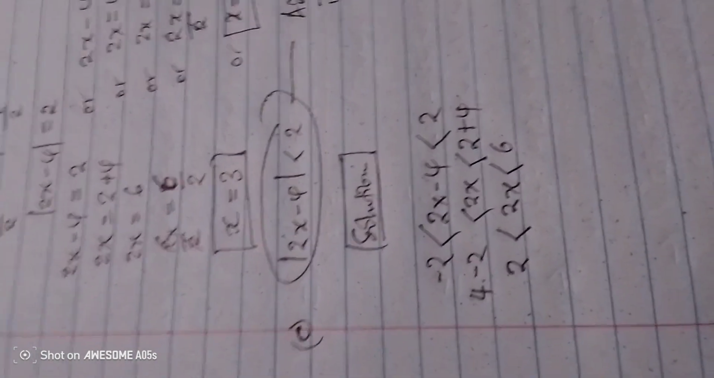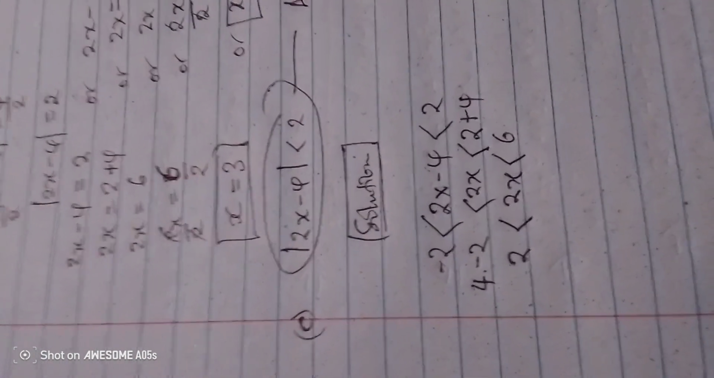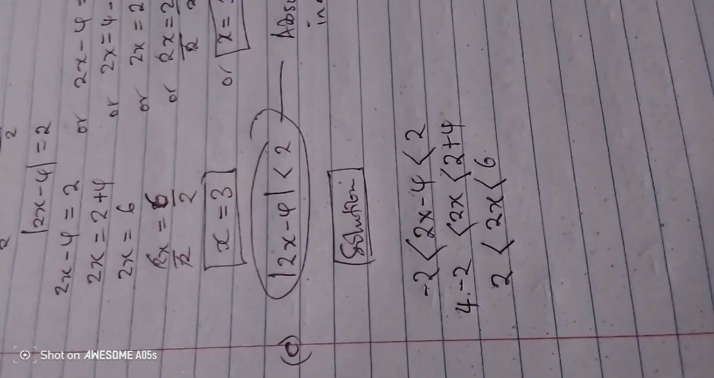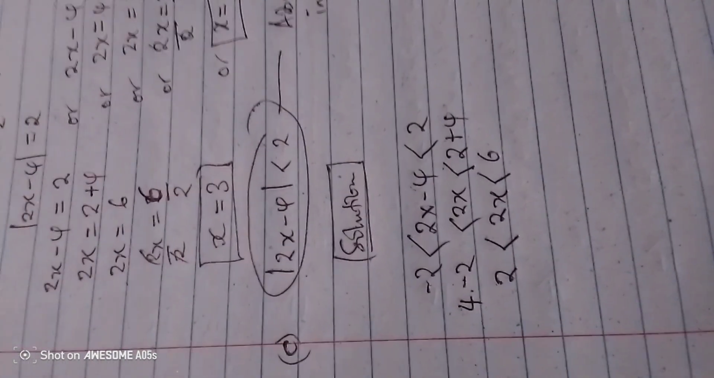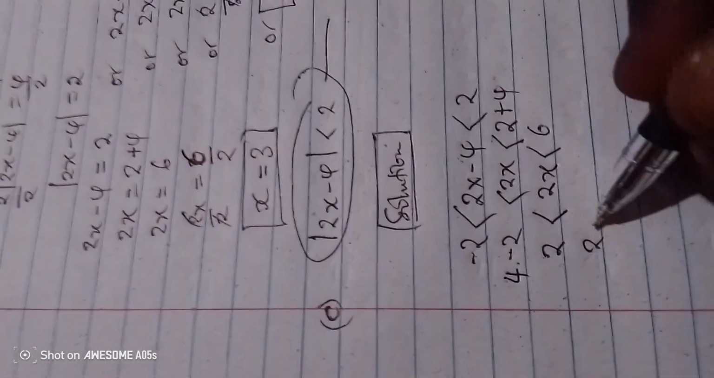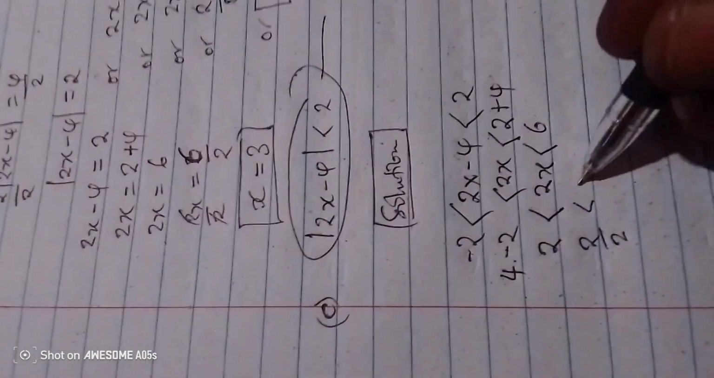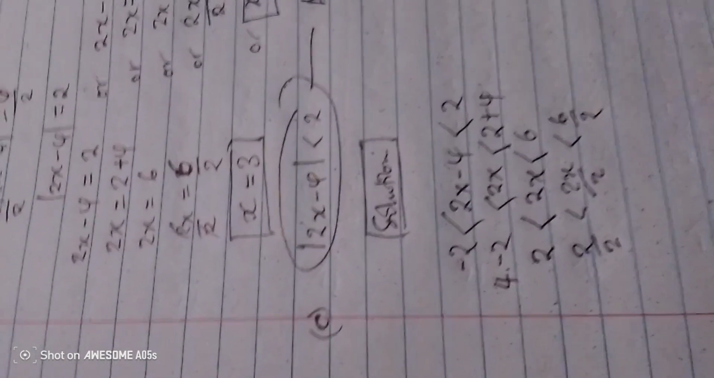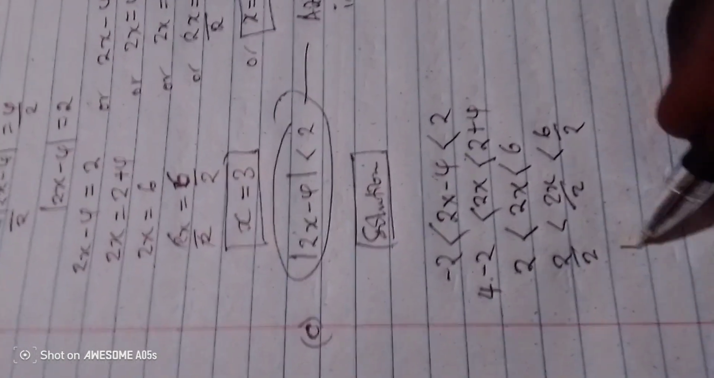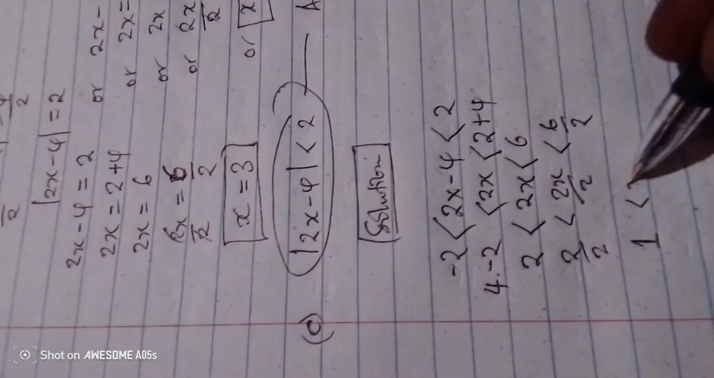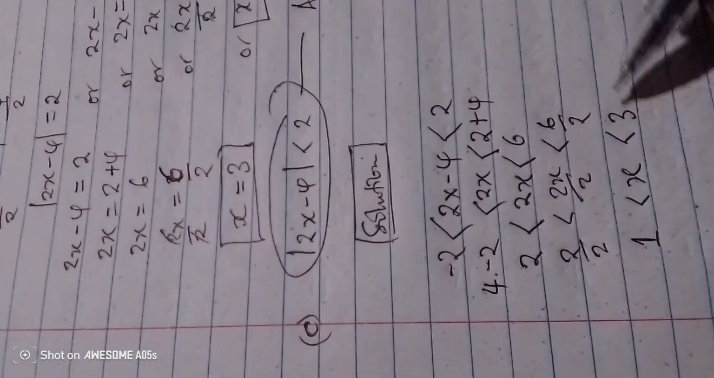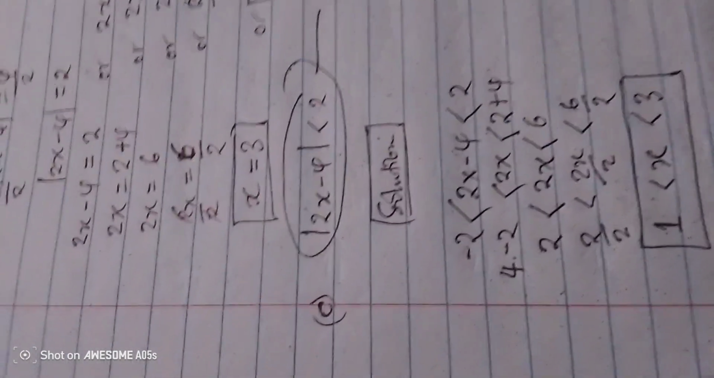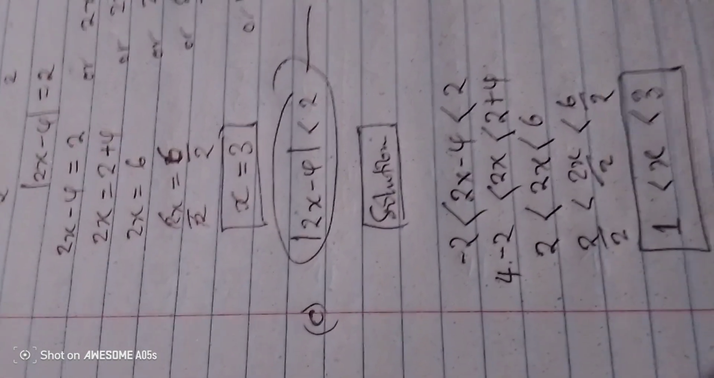If you check through, 2, 2x, and 6 have got a common factor we are calling 2. So 2 can go into 2, 2, and into 6. So we divide everything. Every part we divide by 2. From here, this one becomes a 1, this one becomes x, and this one becomes 3. So that is our solution.